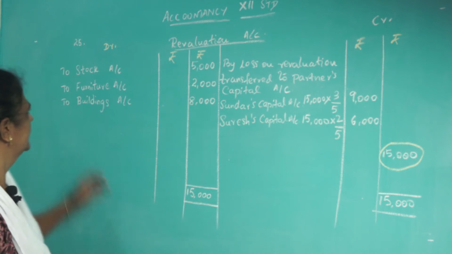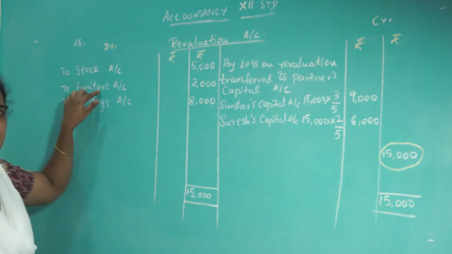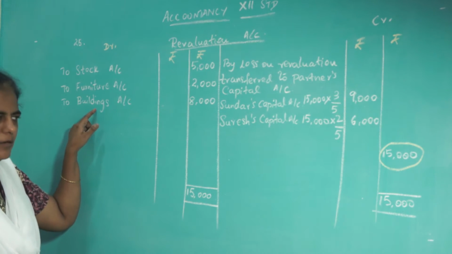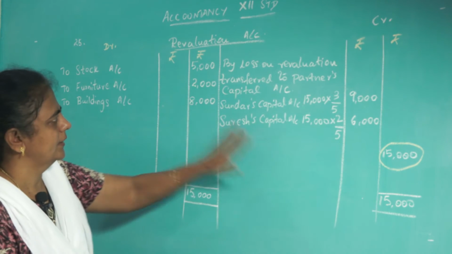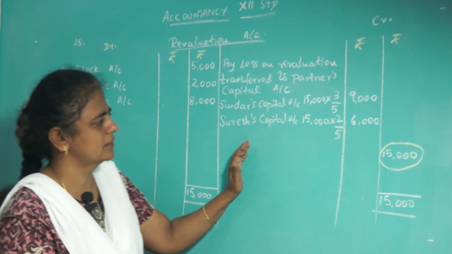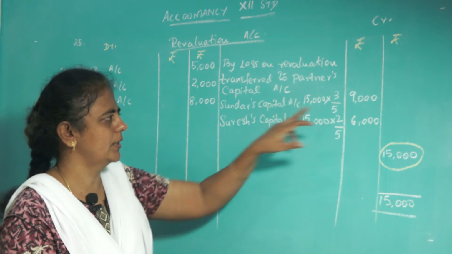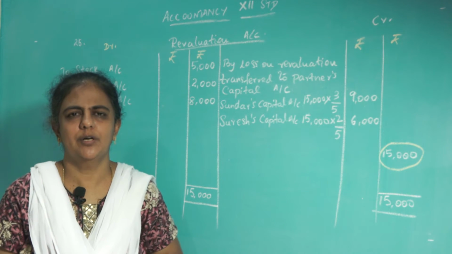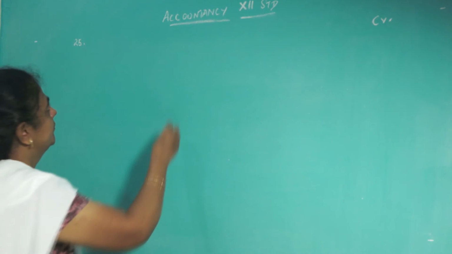So understood? Stock is an asset, it is reduced, so loss. Furniture is an asset, it is depreciated, again loss. Building is an asset, it is depreciated, again it is loss. Asset decreases means it is loss. Debit side is greater, so there is no profit, only loss. 15,000 transferred to the old partners' capital account in their old ratio. Okay. Next, what you have to prepare now? Now you have to prepare the capital account.